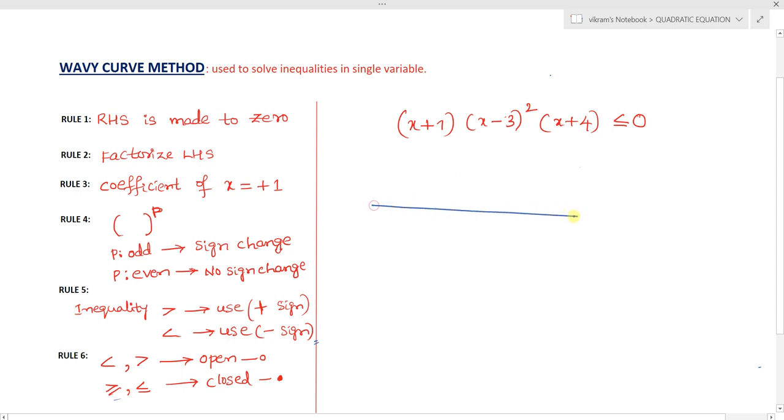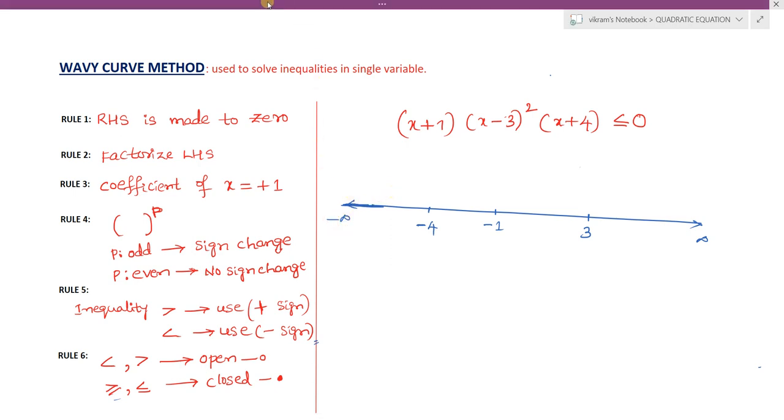Then next we need to represent it on a linear scale, that means a real axis, from minus infinity to plus infinity, the values of x. So what we obtained is: x plus 1 means x equals minus 1 is one root, and x minus 3 means x equals plus 3 is another root, and x plus 4, x equals minus 4 is another root.